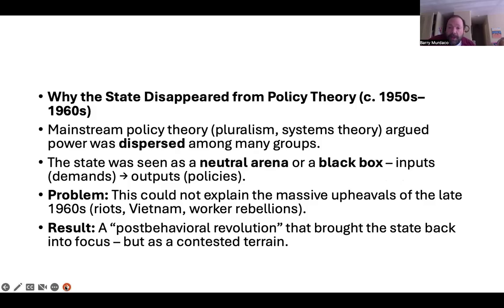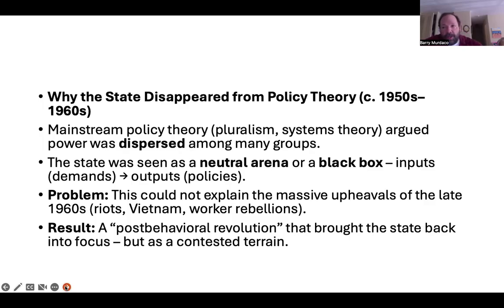Why the state disappeared from policy theory circa the 1950s and 1960s. This is the height of the Cold War. It's kind of hard to ignore that as well. Mainstream policy theory, pluralism and systems theory, argued that power was dispersed among many groups. The state was seen as a neutral arena or a black box. Inputs, again, demands go in, outputs, policies come out. This could not explain the massive upheavals of the late 1960s: riots, Vietnam, worker rebellions, etc. A so-called post-behavioral revolution brought the state back into focus, but as a contested terrain.